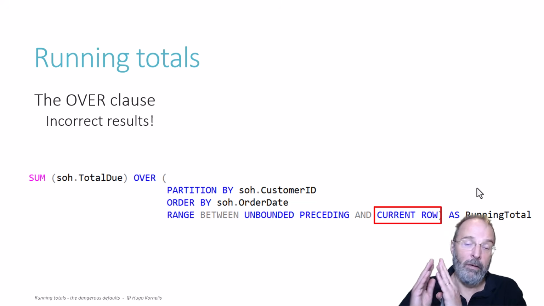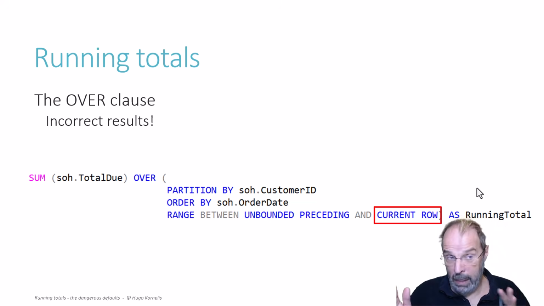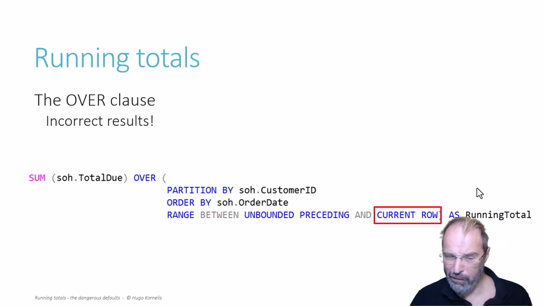So we look at everything from the first row until the current row, and for the next row we add that current row. That is exactly what we want for running totals. So far it sounds good.